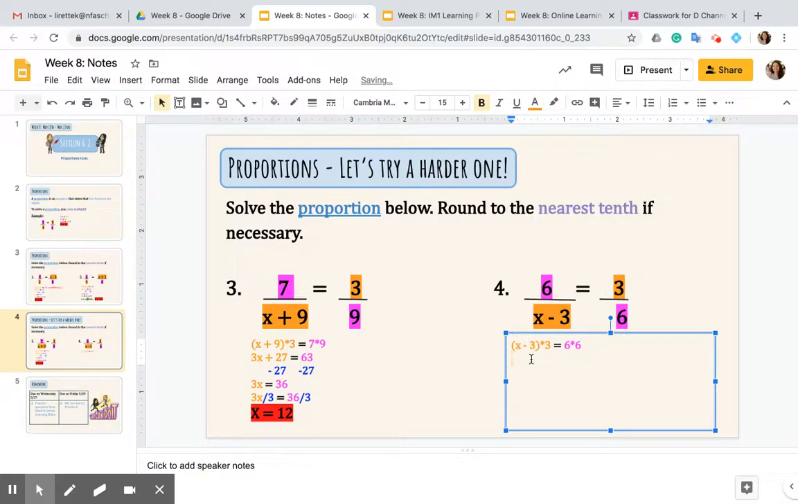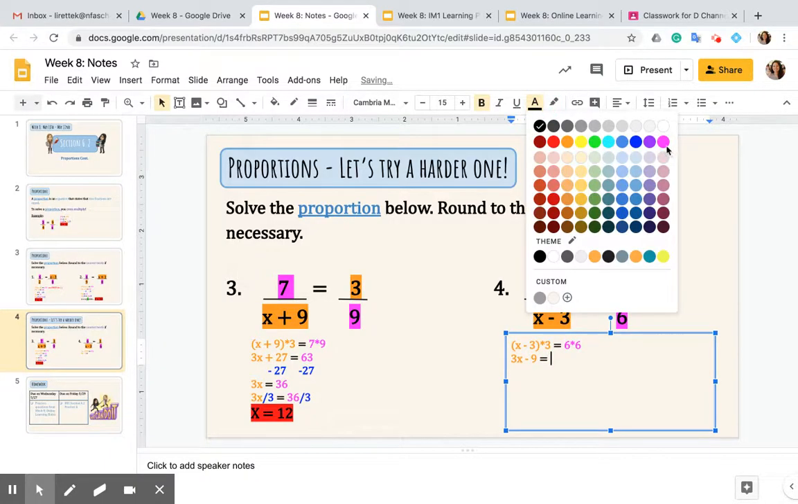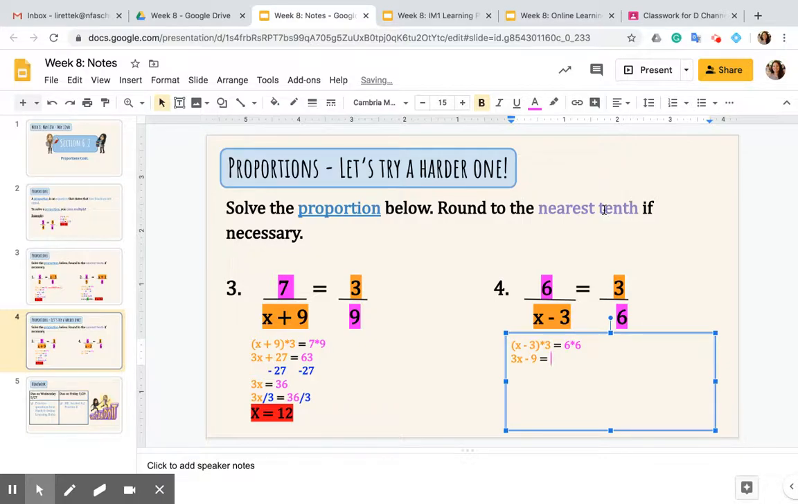The part that contains parentheses, I need to use the distributive property, which means I need to take this 3, which is on the outside of the parentheses, and multiply it to each of these inside terms. 3 times x gives me 3x. 3 times negative 3 is going to give me a negative 9. Equal sign comes down, and if I simplify the right-hand side, 6 times 6 gives me 36, not 26. It is now a two-step equation. I need to get rid of the subtraction before I get rid of this multiplication.